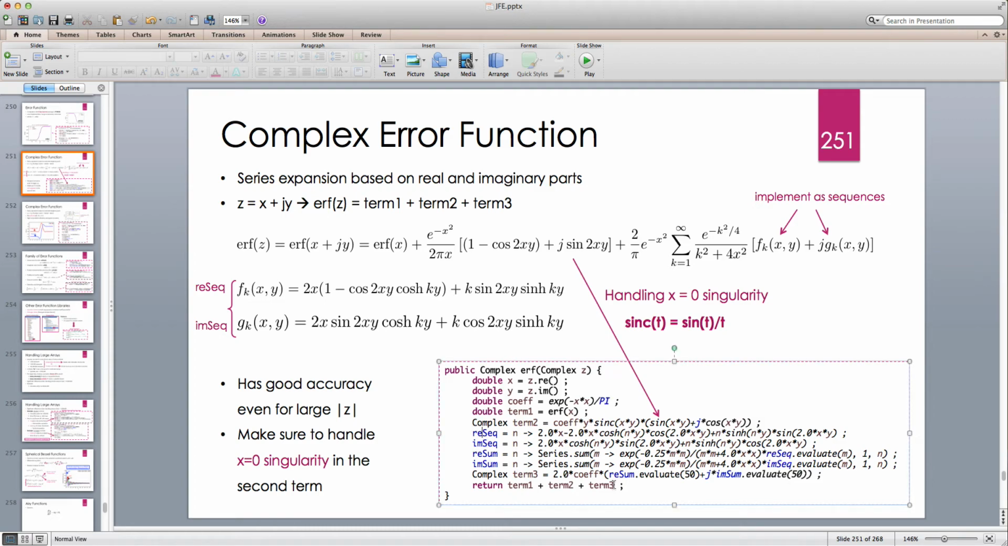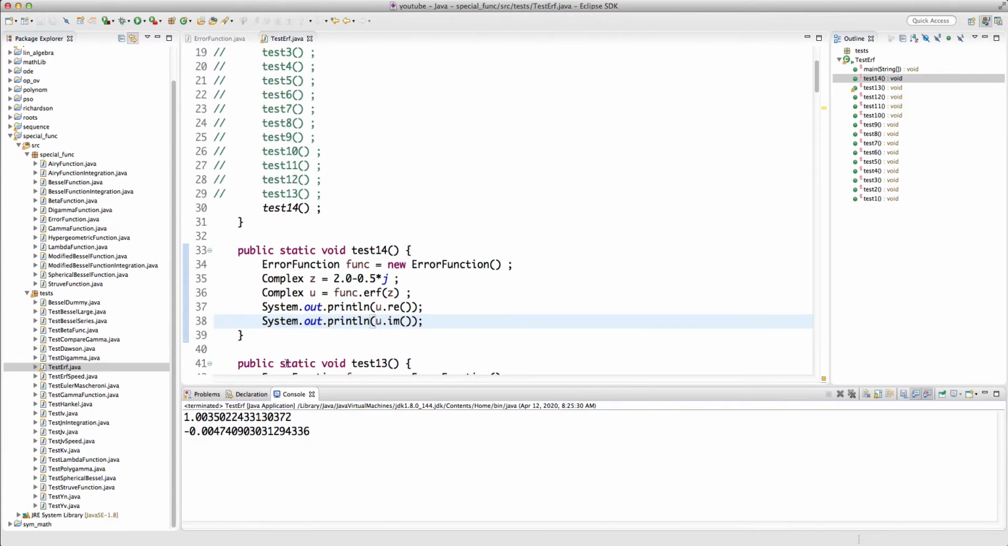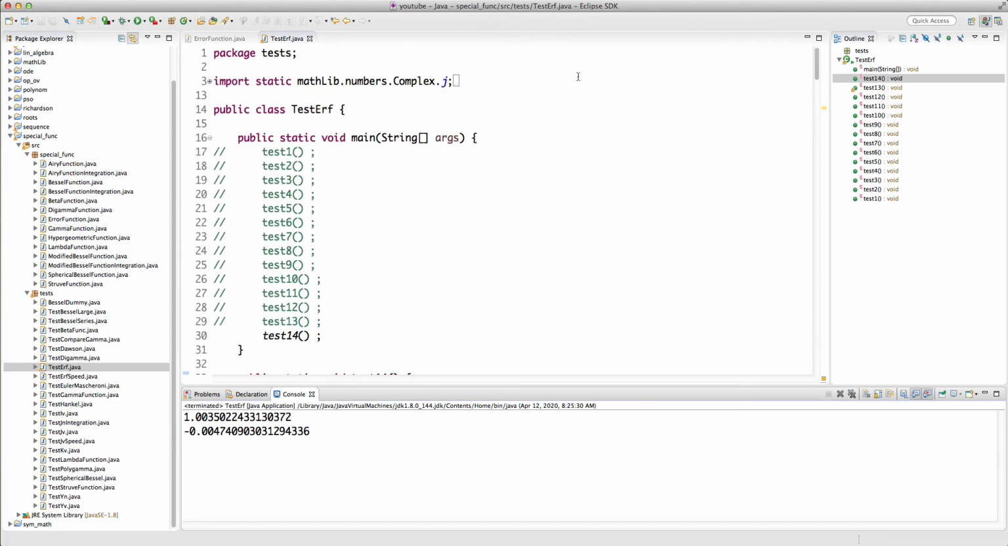So our implementation of the error function for complex numbers is very fast, and it also has the highest possible accuracy that we can get, right? So I hope you enjoyed this lecture. Please stay tuned, and I'll see you in the next one.